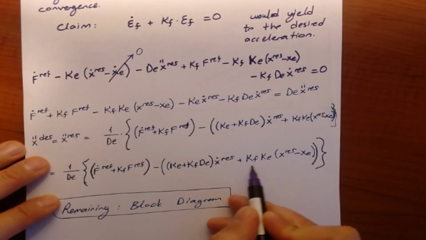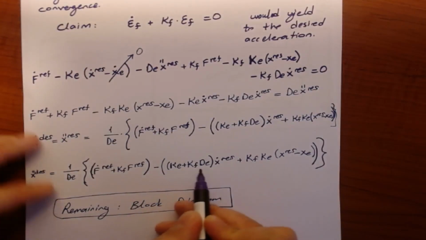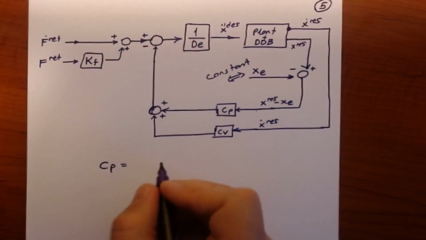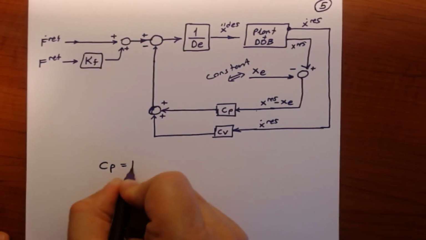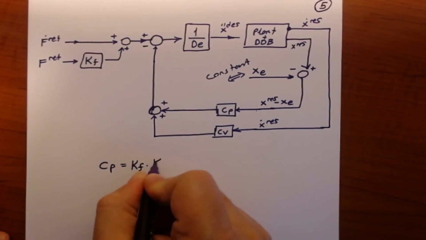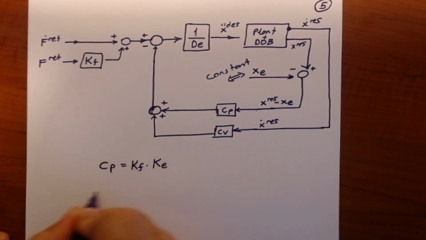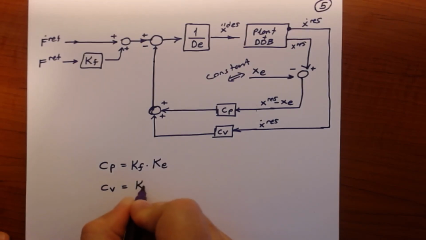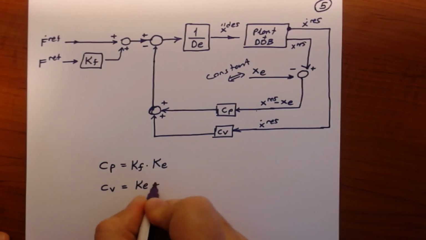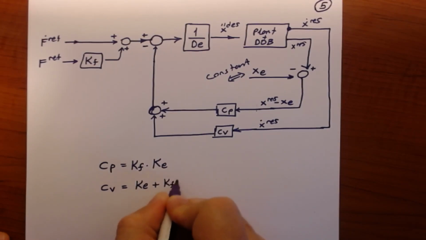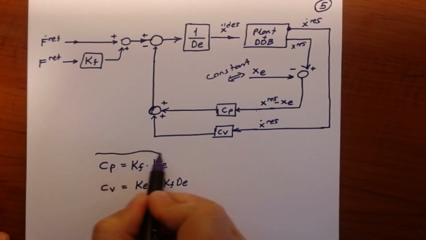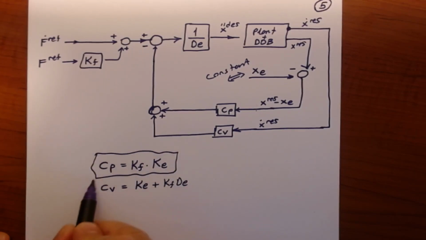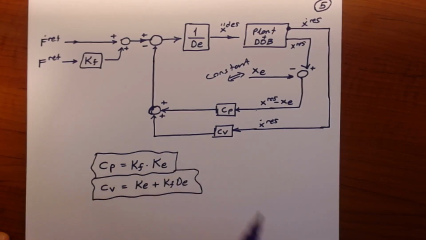Here the only note that we have to include at the end is that this Cp is nothing but the term given here. Let me write them. Cp will be Kf times Ke, and Cv, the velocity coefficient, is nothing but Ke times, Ke plus Kf dE. These two are the controller coefficients or feedback gains.